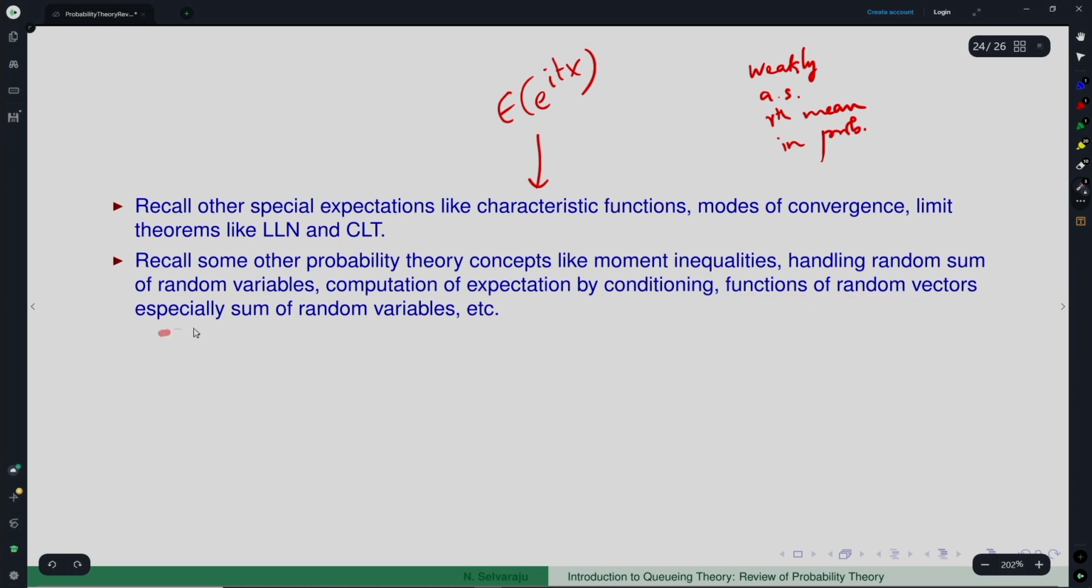and functions of random vectors, especially sums of random variables, how one can handle the sums of random variables in case of multiple random variables that you have, and computing expectation by conditioning again, and handling of random sum of random variables, etc. If you are familiar with some of these concepts, it will be very useful for understanding easily.